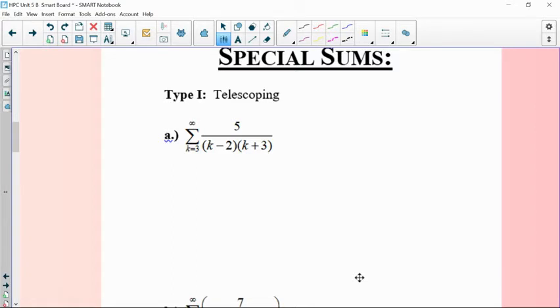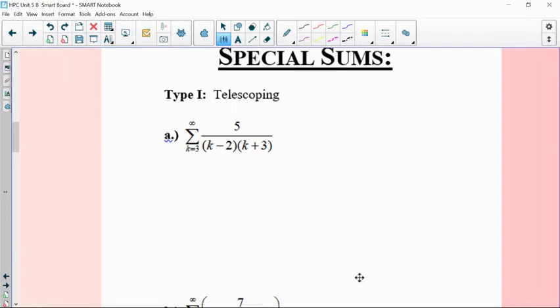And the way you'll know it's a telescoping sequence is if you have a quadratic in your denominator and a constant in the top. So if it were just linear, like 5 over k, that wouldn't work here. But if it's quadratic or higher, then it's called a telescoping sequence. And what you can do is break these down into their partial fractions, which we just learned, and look at them separately as two separate sequences.